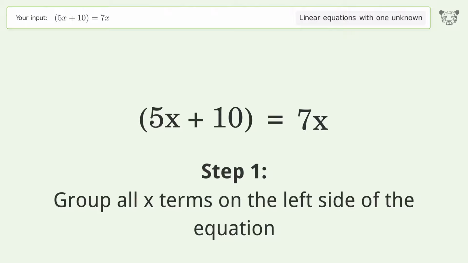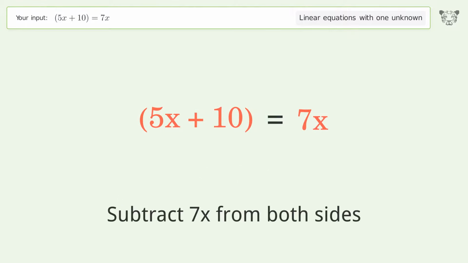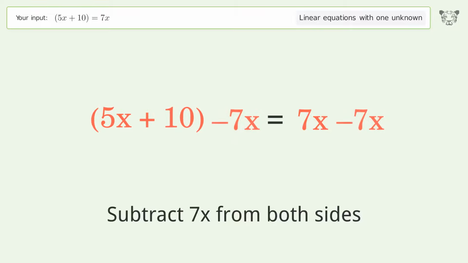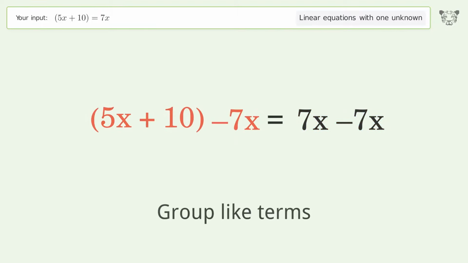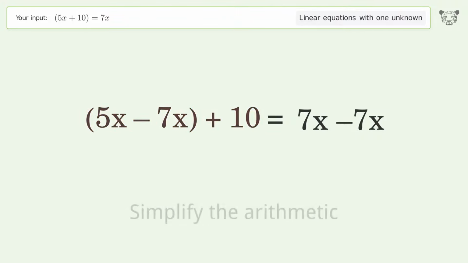Group all x terms on the left side of the equation. Subtract 7x from both sides. Group like terms. Simplify the arithmetic.